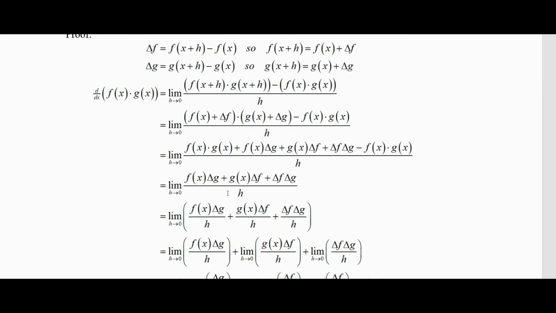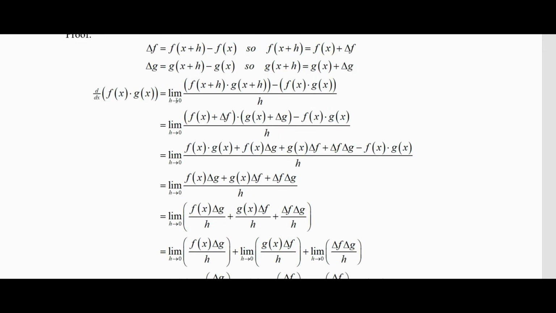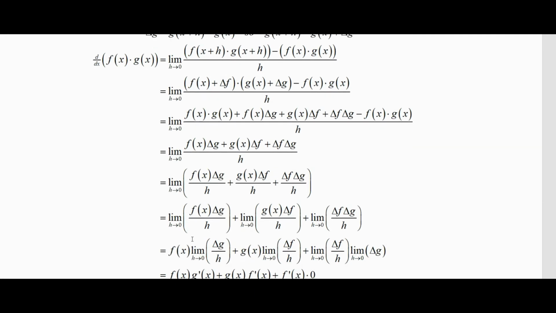And then I want to think of this as the three fractions, each one over h. So this is f of x delta g over h, g of x delta f over h, and delta f delta g over h all added together, and then take the limit. Notice that when you're writing this down, you should have equals here, not between the limit sign and the fraction, but out front, and then they should just be flowing down the problem here.